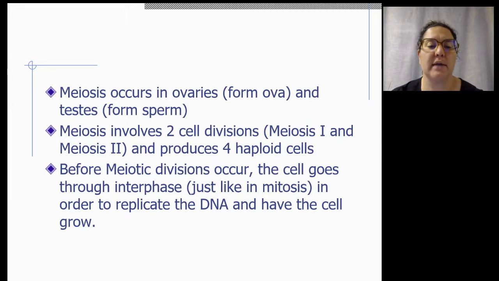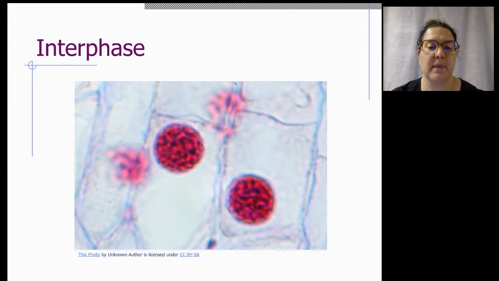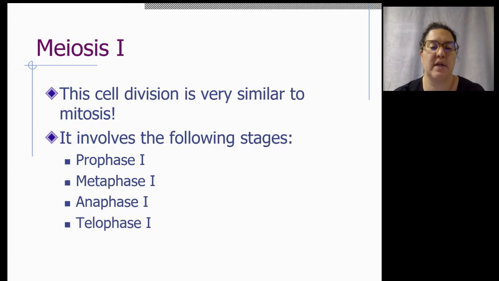So before those meiotic divisions occur, the cell goes through interphase just like in mitosis, in order to replicate the DNA and have the cell grow. So here is cells in interphase. Again, we have the nuclear envelope and a lot of chromatin visible in there. And in the S phase of interphase, synthesis, the genetic replication occurs. G1 phase is growth, and then G2 phase is also growth, but other enzymes are readying for cell division.